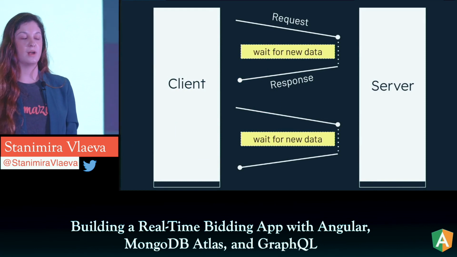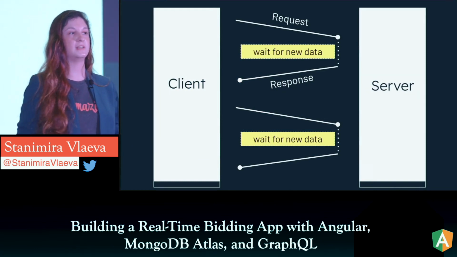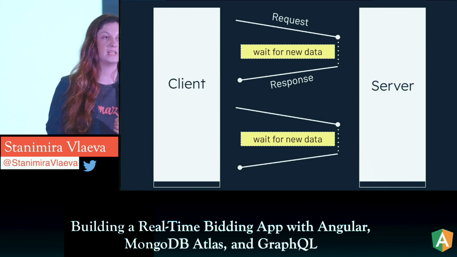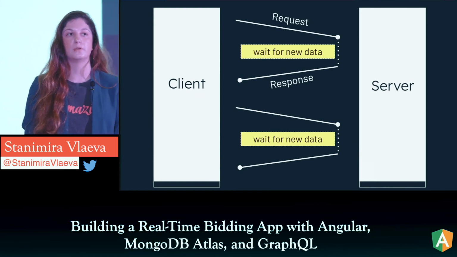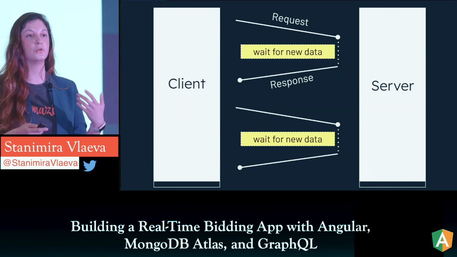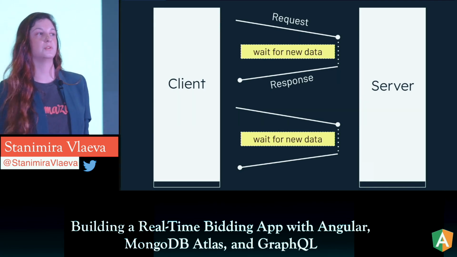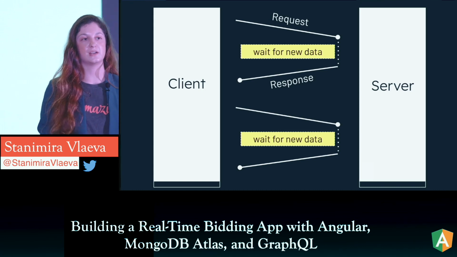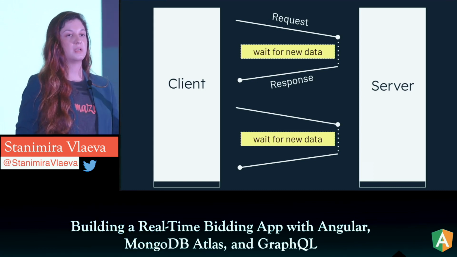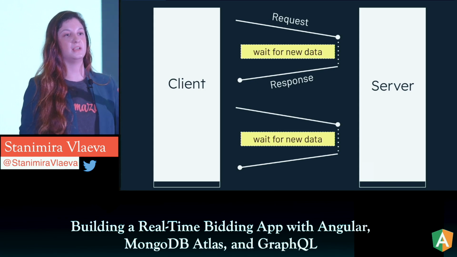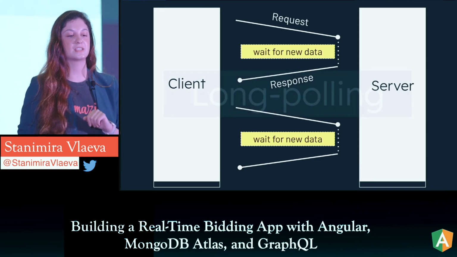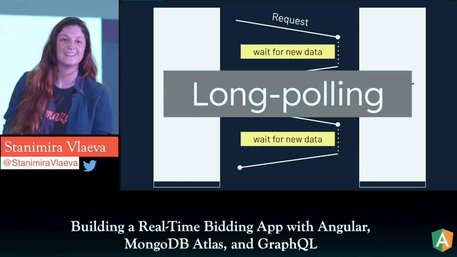So in the first diagram, what we do is we send the HTTP request to the server. We wait, the server waits until there is new data available and sends us a response. Then we immediately send a new request. The server doesn't respond immediately. It waits until new data is available and it sends a response to the client. So is that short polling, long polling? What is that? Yeah, that's long polling. Good job.